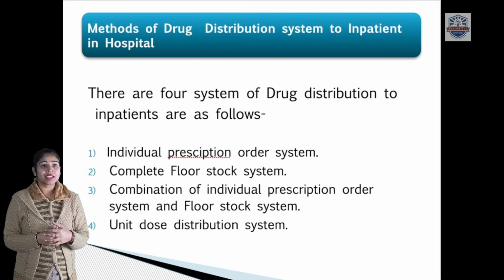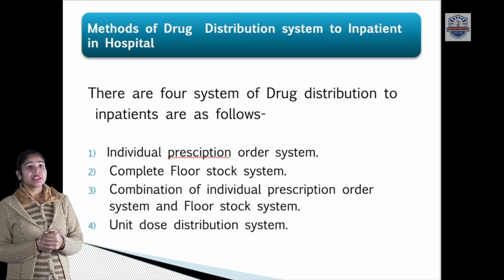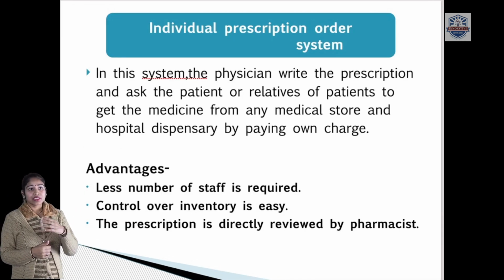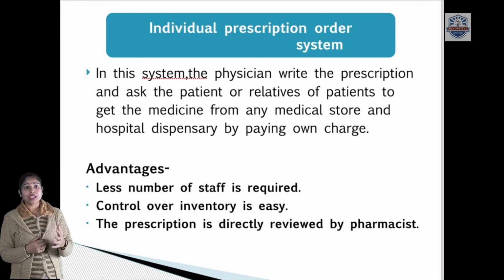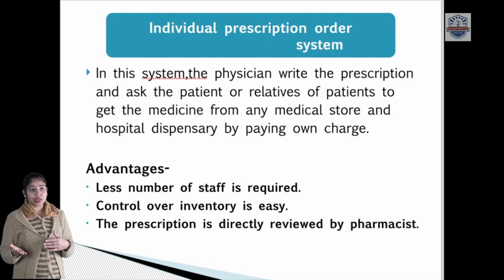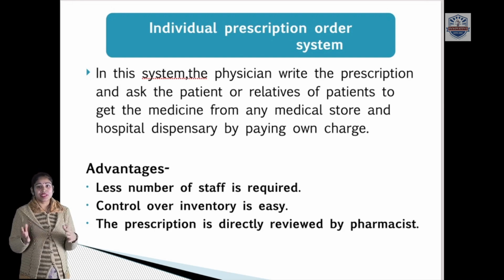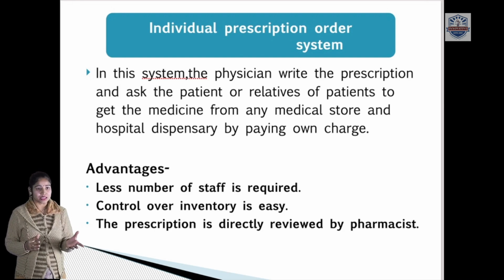These are the four methods for the drug distribution system in hospitals. First one, individual prescription order. What is individual prescription order? In this system, the physician writes the prescription and asks the patient and relatives of the patient to get the medicine from any medical store or hospital dispensary by paying their own charges.